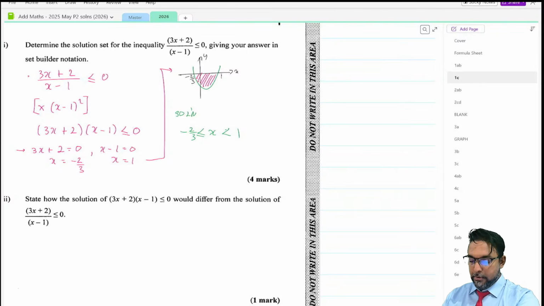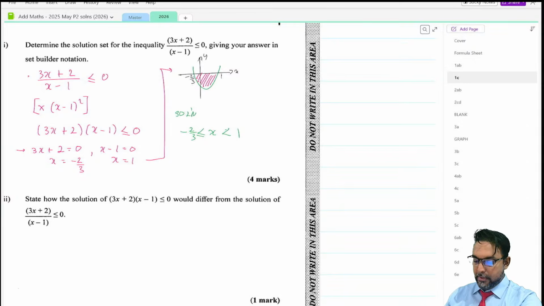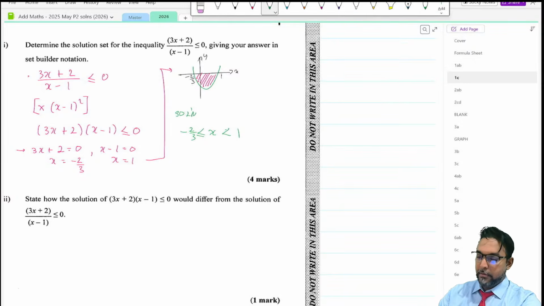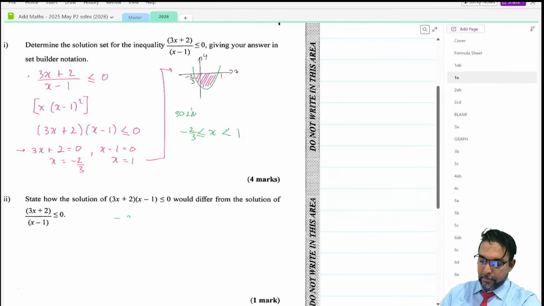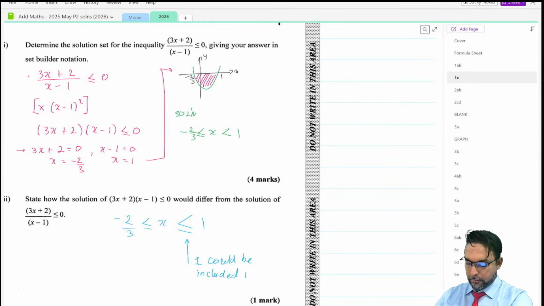All right, and then state how the solution set of that would differ. So if it was the quadratic and not the rational function, which was then converted to quadratic, how would the solution set differ? Correct. So 1 could be included in the solution set.